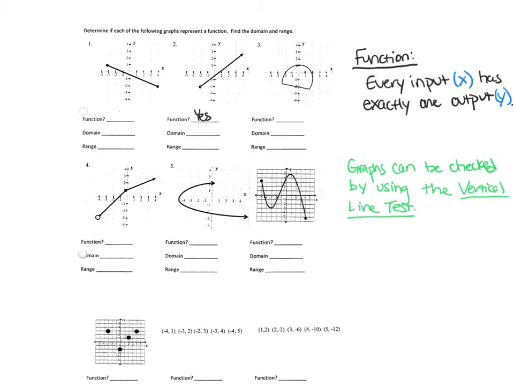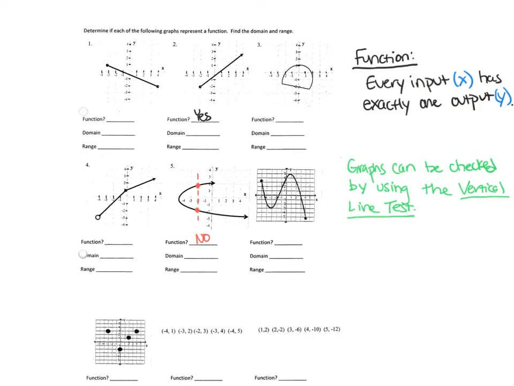So let's try problem number 5. If I take my lightsaber and I'm running across problem 5, oh no, there's an issue. I run this across all the way through here, and it's hitting my lightsaber in more than one spot. So it's like taking a vertical line. I'll kind of dash it in right here, and I can see, oh no, this input or x value of -2 has more than one output or y value. So is this a function? No. Okay, that's all you have to tell me.